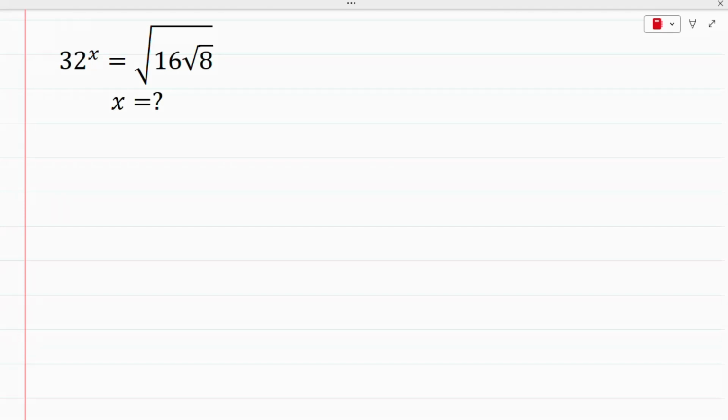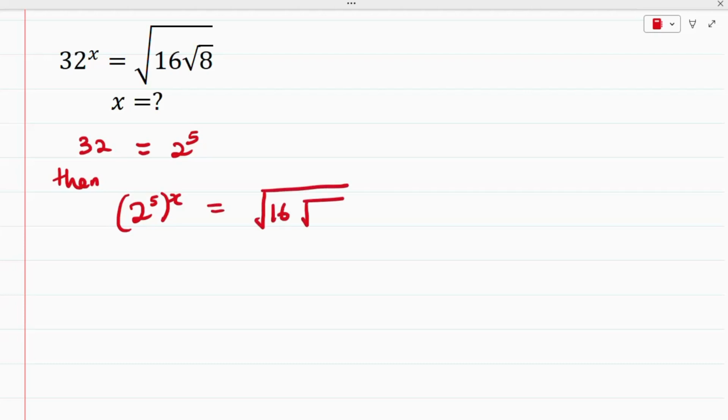So right here we have this nice algebra math problem and we have to find the value of x. The first thing you want to do is to simply recall that 32 can be expressed in terms of 2 as 2 raised to the power of 5. So then we have this expression written as 2 raised to the power of 5, raised to the power of x, is equal to the square root of 16 into the square root of what?